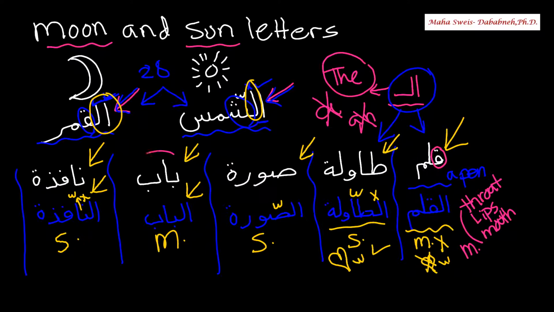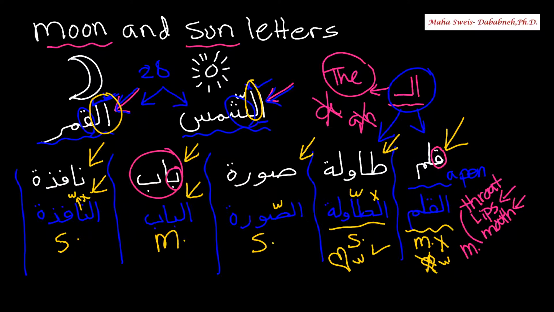Let's go over bab. Add alif lam and say it. Al-ba. Pay attention to the first letter here. Ba. Which part of your mouth are you using when you say ba? Say it and pay attention. Ba. You are using your lips or mouth. So it's moon. This is the easiest way you can distinguish.